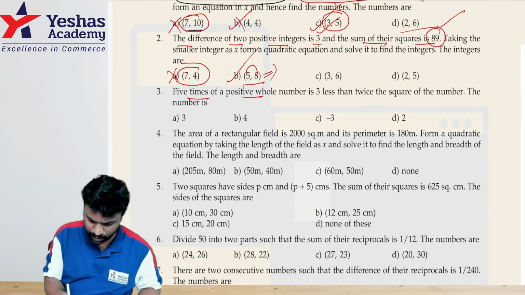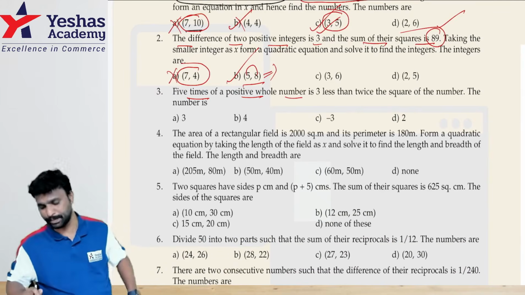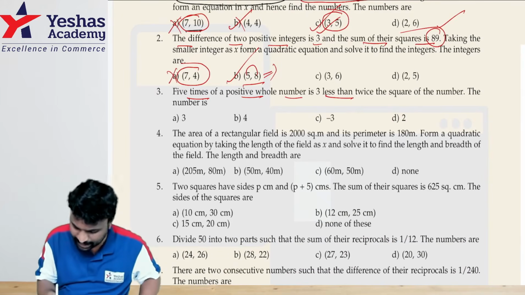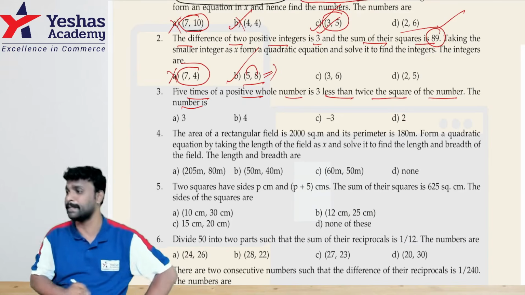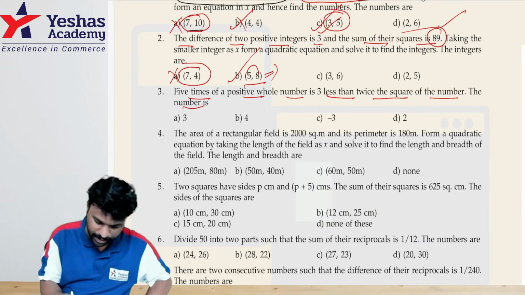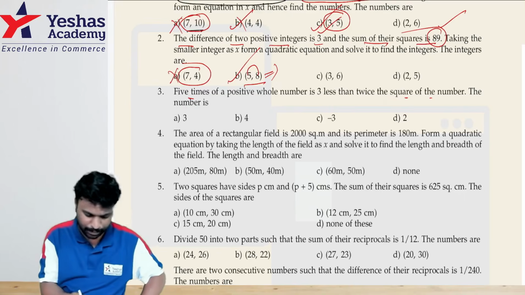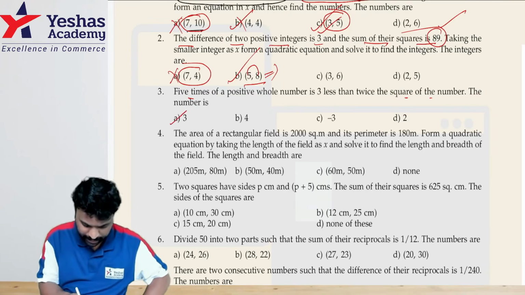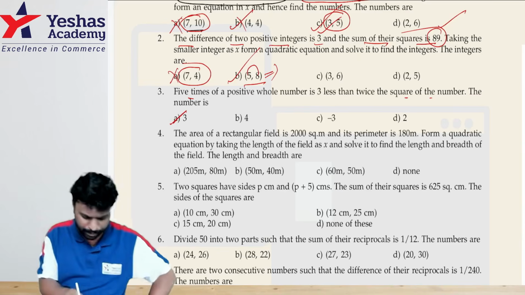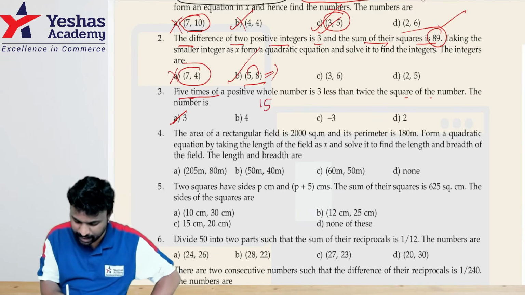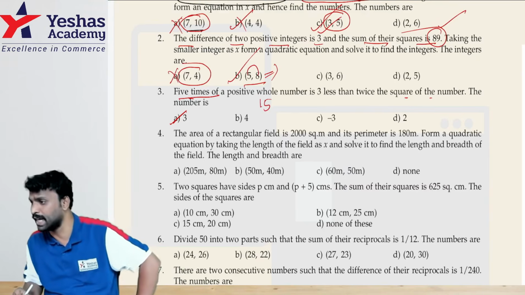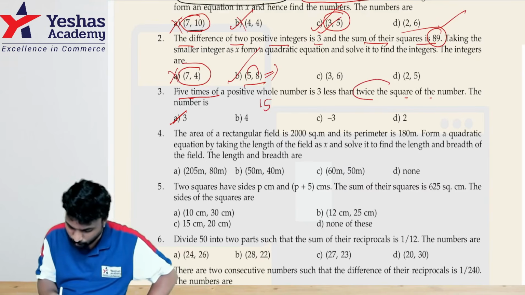5 times the positive whole number is 3 less than twice the square of that number. The question is, the number is? Where is the number? The number is in the options. Let me hit the first option. If I take the number as 3, what do you mean by 5 times of 3? It is 15. Is 15 3 less than what? Twice the square of that number.